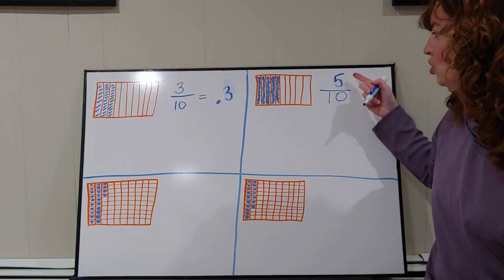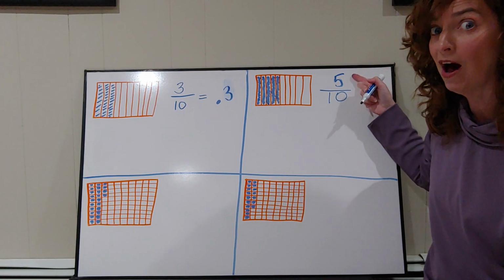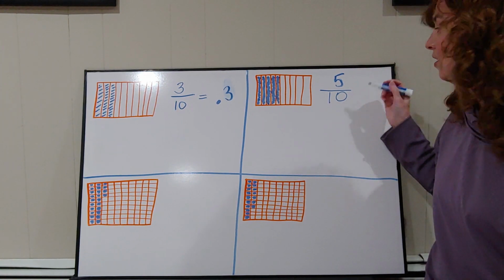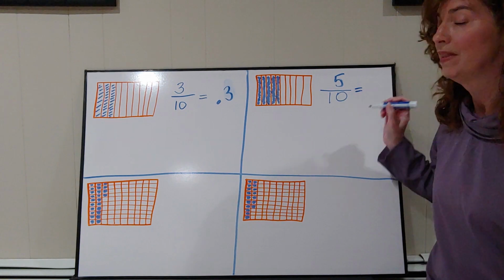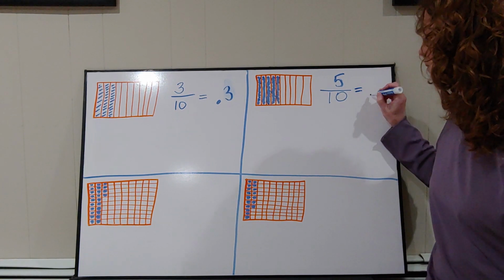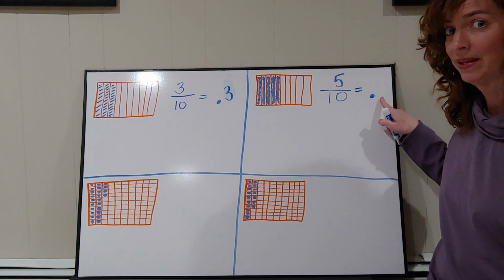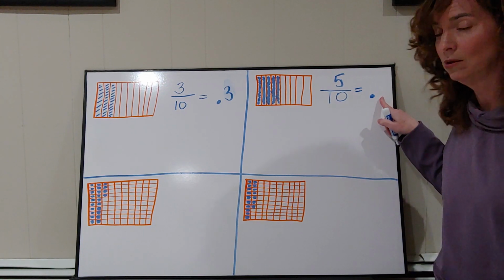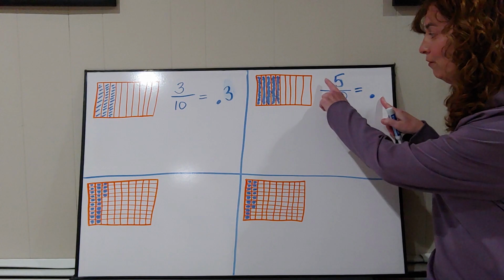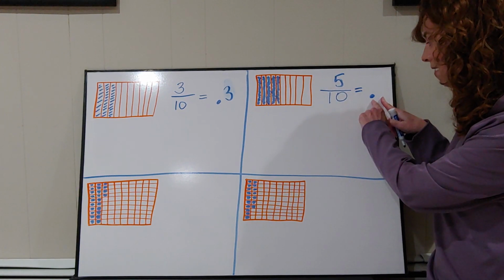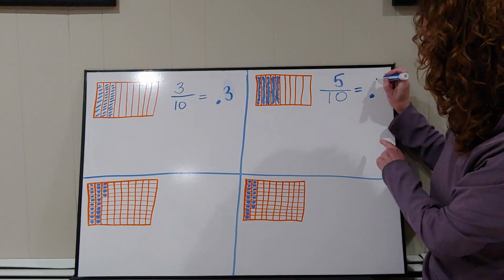So we have 5 parts shaded, 10 parts altogether. So it's 5/10. If we wanted to show this in a decimal, we put our decimal point, and our next column from the decimal point is the tenths column. So what number do you think we're going to put there? If it's 5/10, we have our decimal point, and we're going to put a 5.